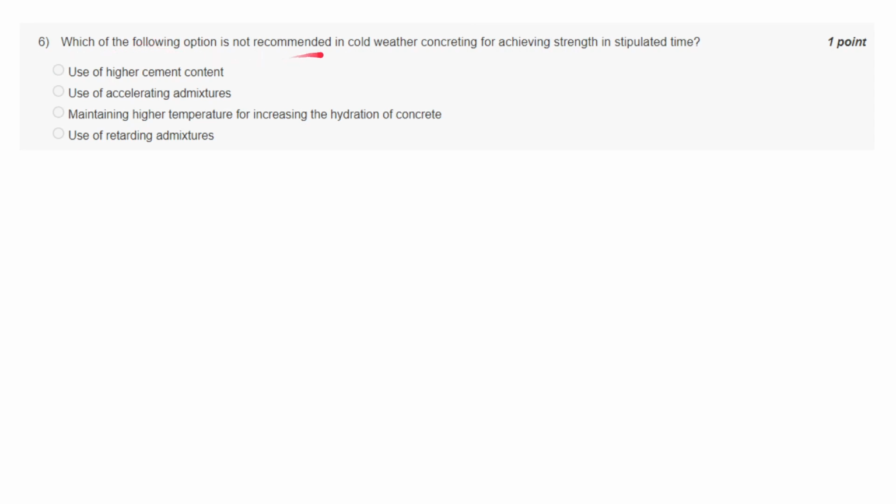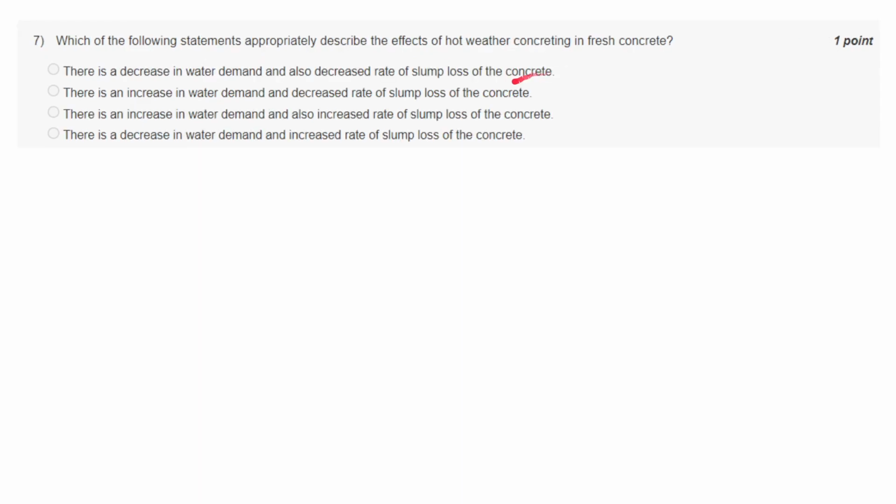Which of the following options is not recommended in hot weather concreting? There is a decrease in water demand and also a decreased rate of slump loss of the concrete. There is an increase in water demand and a decreased rate of slump loss of the concrete. There is an increase in water demand and also an increased rate of slump loss of the concrete. And the fourth one, there is a decrease in water demand and an increased rate of slump loss of the concrete.